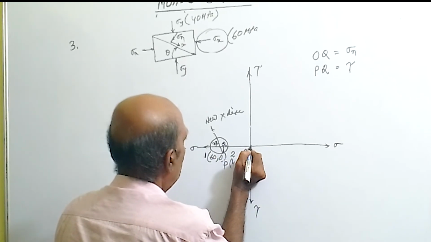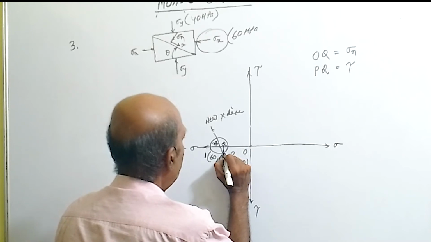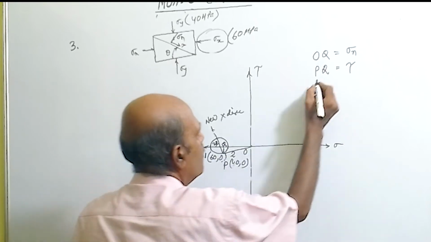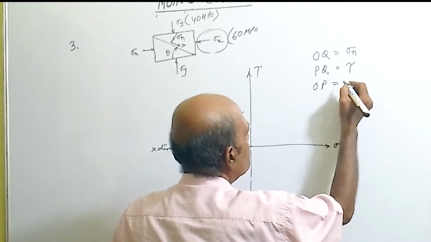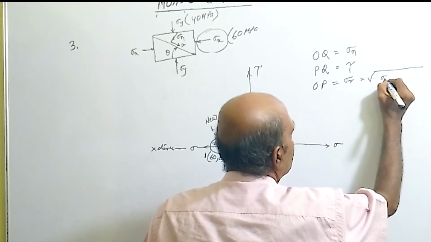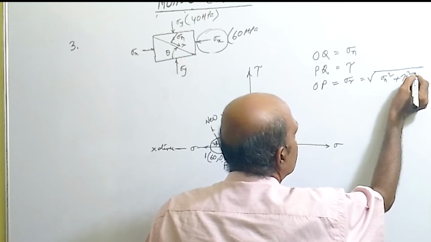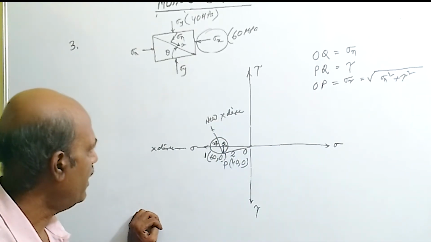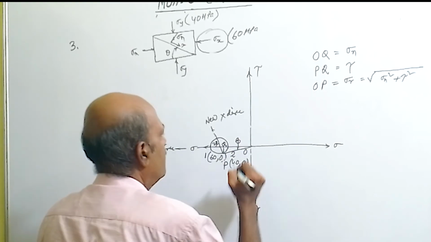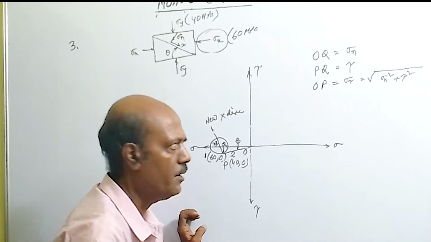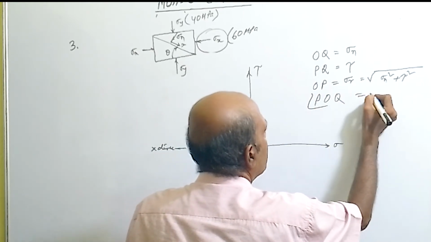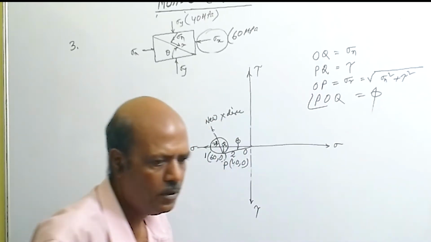Join O to P point. This OP will give you the sigma r value, or it is simply the square root of sigma n square plus tau square. And measure this angle. That angle we mark by phi, that is, the POQ angle. That angle is equal to phi, the angle of obliquity.